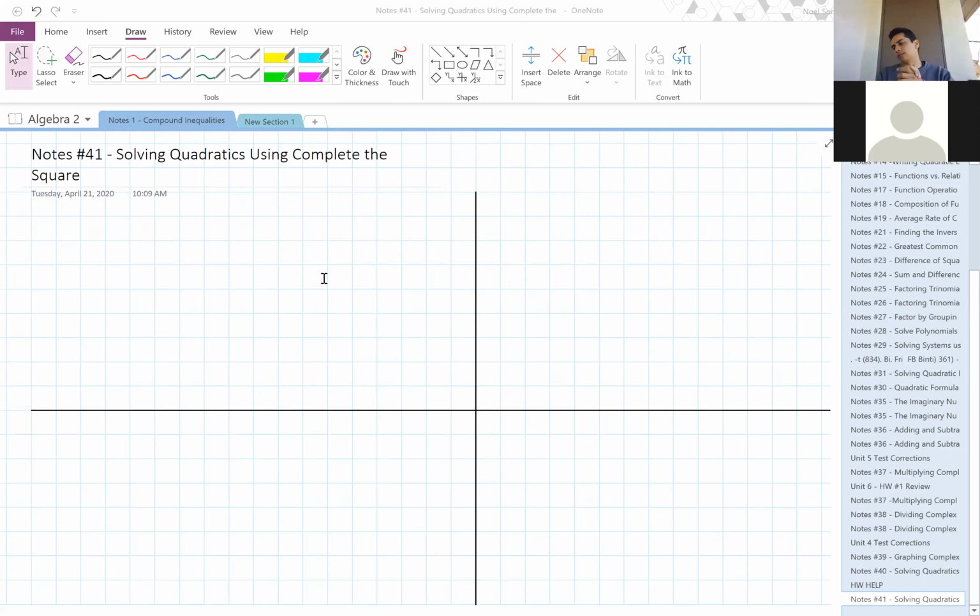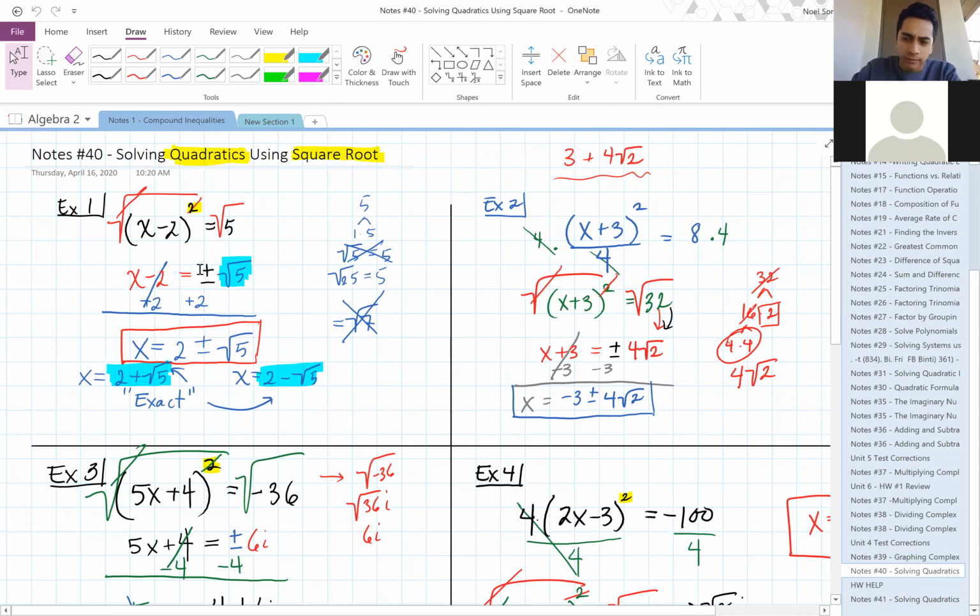All right, so first thing is understanding the steps, okay? And why we have to use complete the square. So last time, just to kind of recap, we were solving quadratics using square root, right? So we had this set of notes. And what was nice about it was that we already had the expression inside parentheses with the power on the outside. So typically all we had to do was isolate that parentheses, then we could apply the square root and we could solve from there.